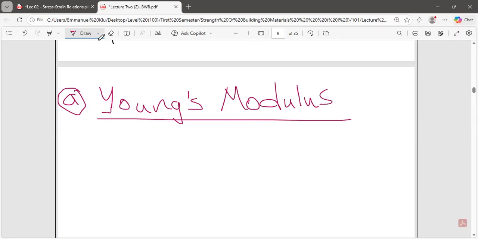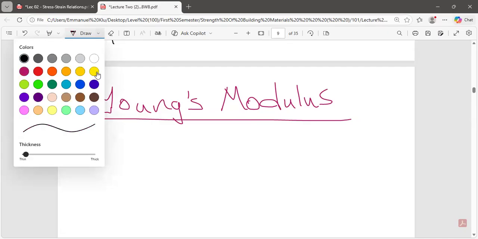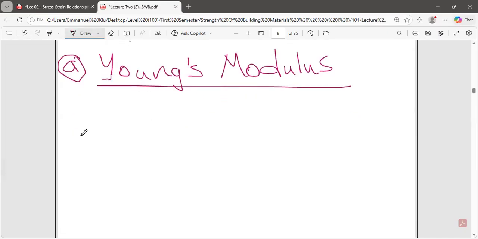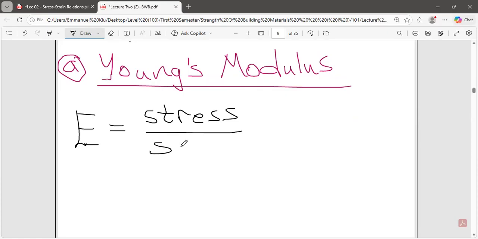Good. From here, what are we going to do next? The formula we want to adapt is what? E is equal to stress over strain. Stress over the strain. Good.